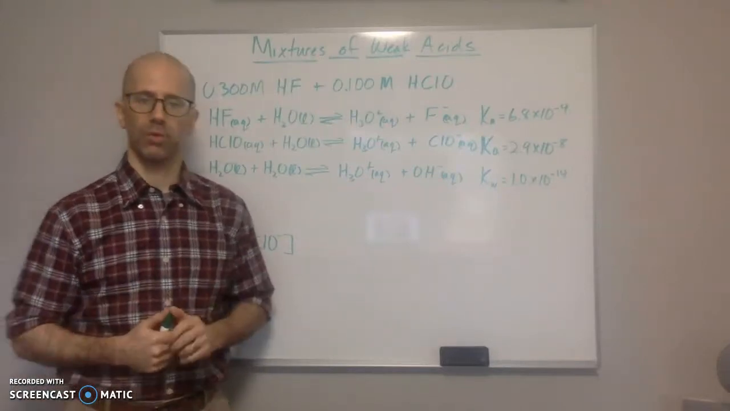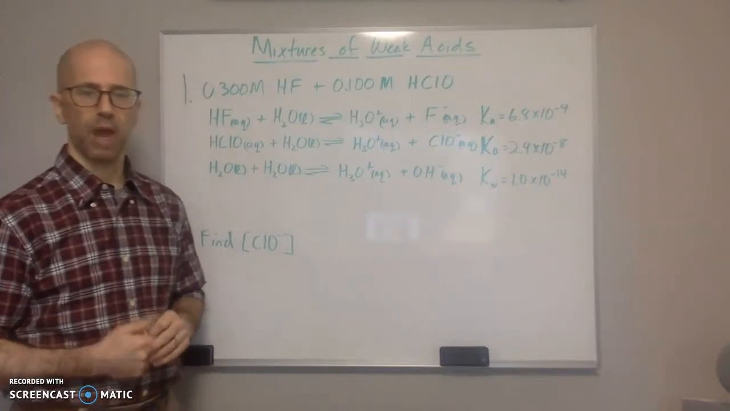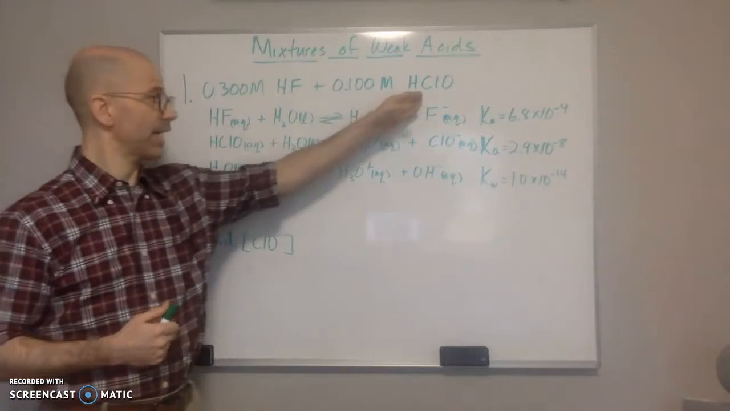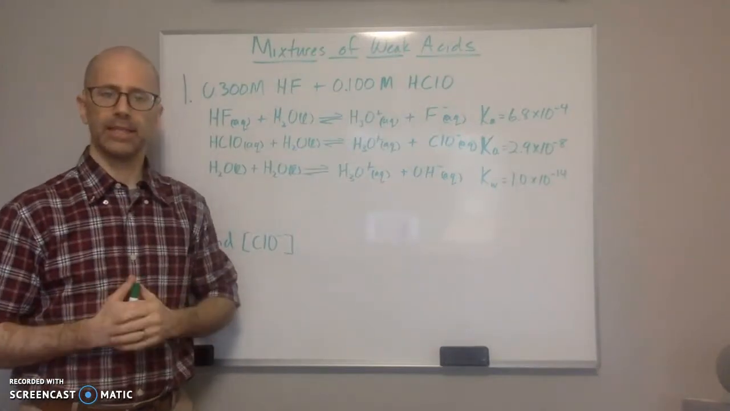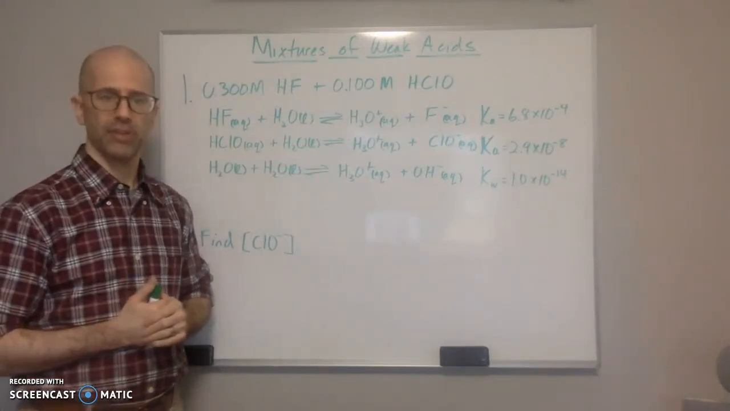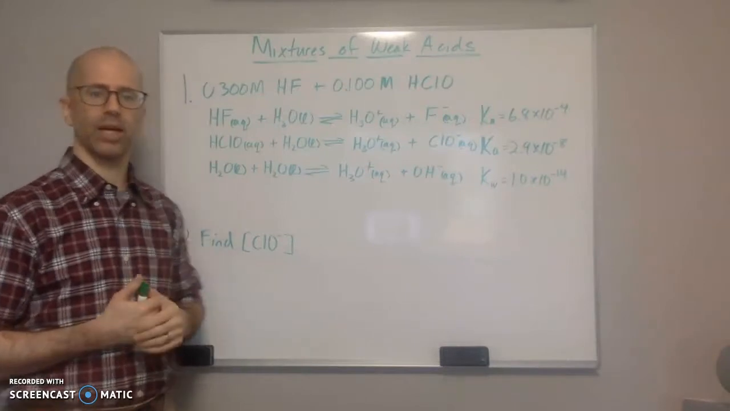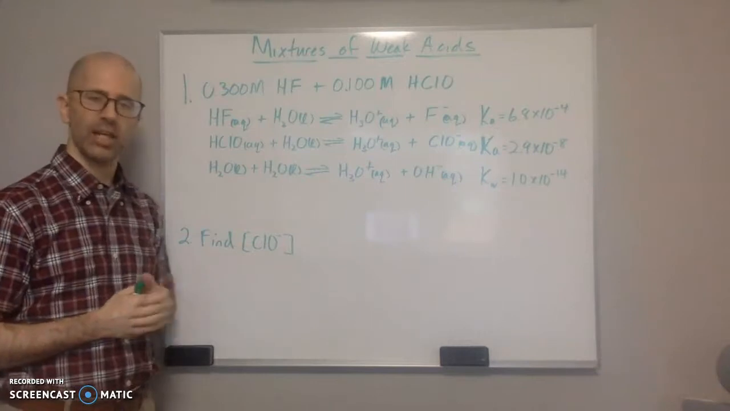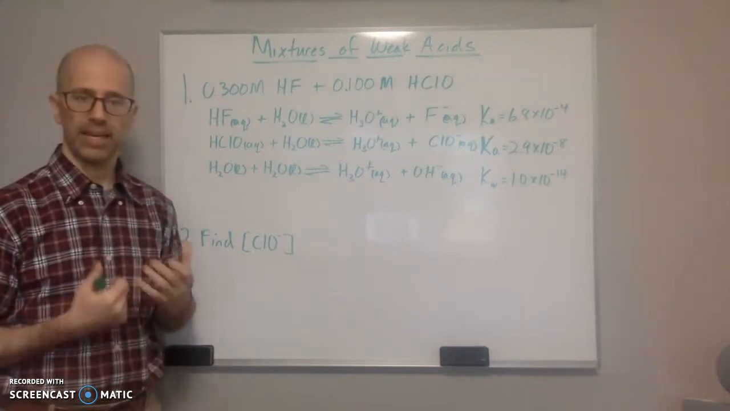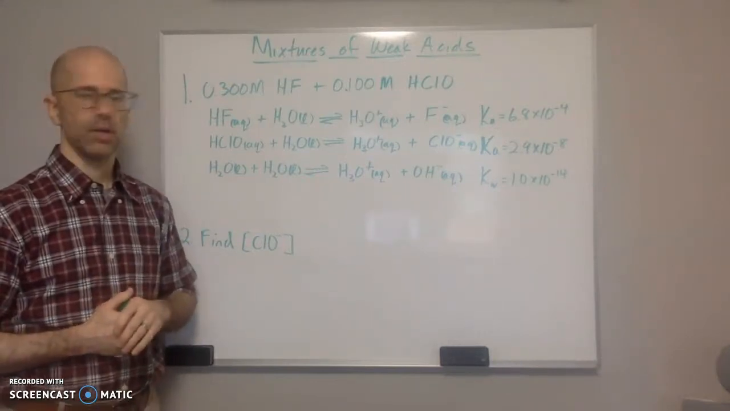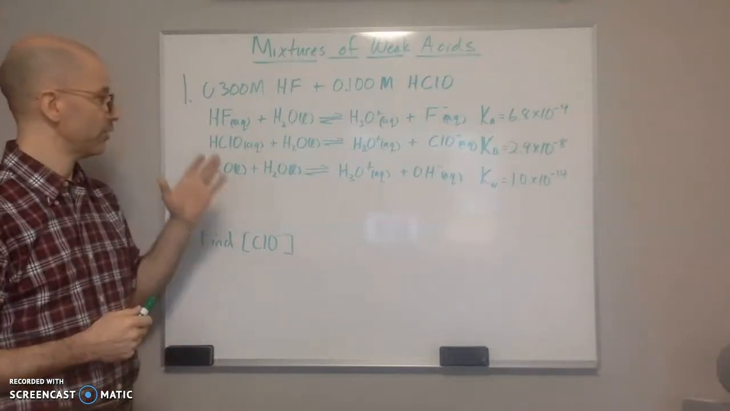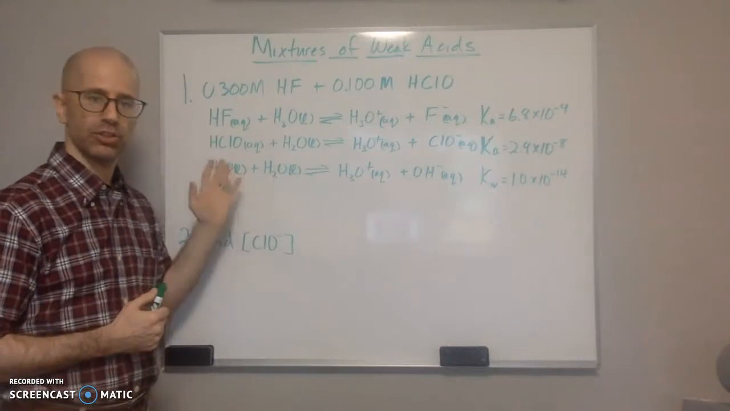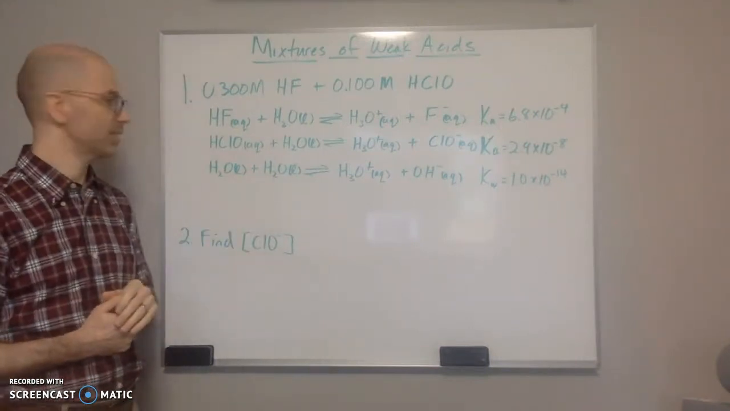So let's begin with a couple of problems. In the first problem, we're going to take this mixture of HF and HClO and see what the pH is going to be, and then we're going to take that information and find the ClO minus concentration in that mixture as well. Okay, so the first thing you want to do, if you haven't been given the balanced equations, is write them out for each of the acids.